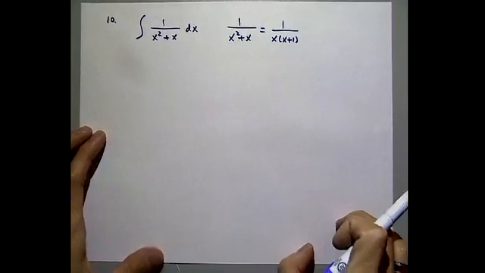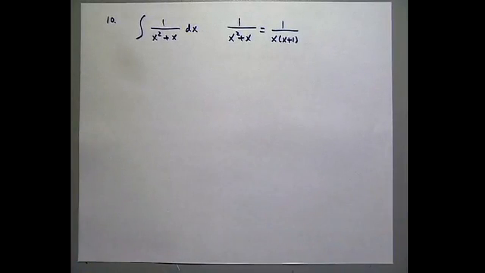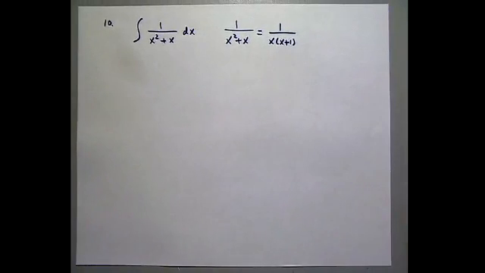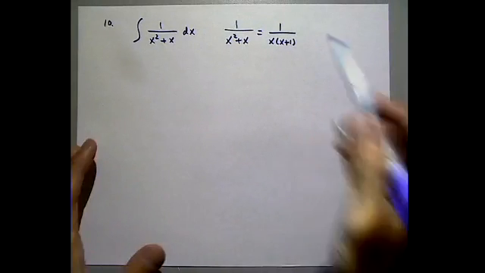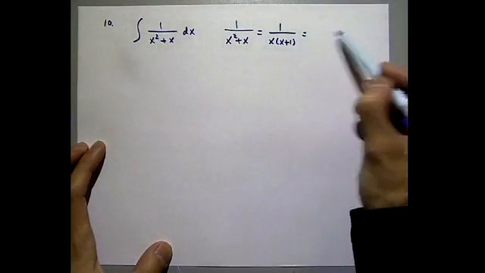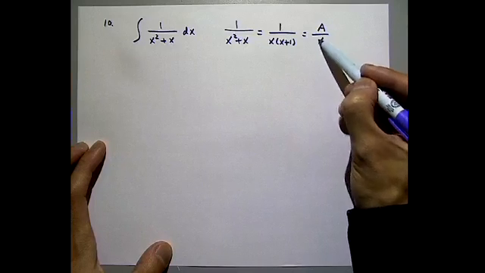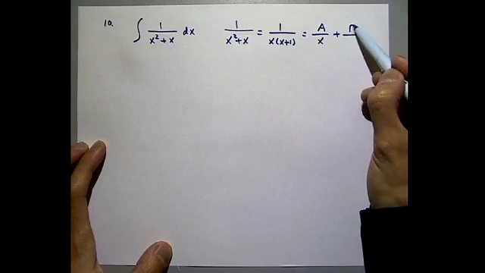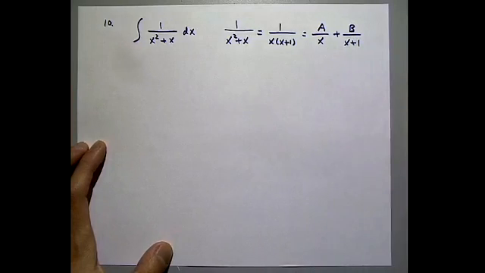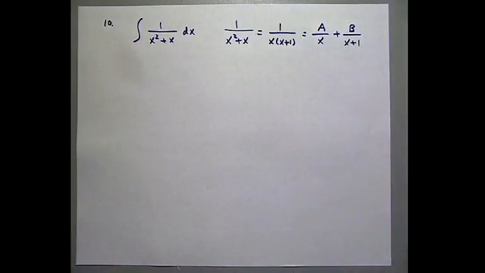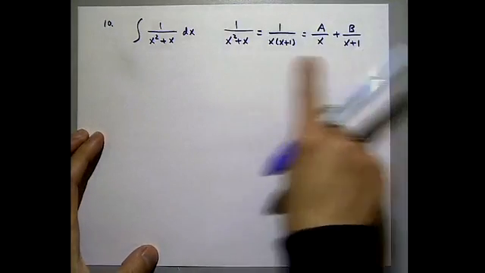If you take out the x from the denominator, then the denominator is a product of two linear terms, x and x plus 1. And we know we can always do the split like that: A over x plus B over x plus 1. Okay, now we look at this thing here.